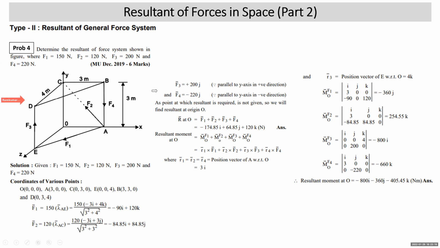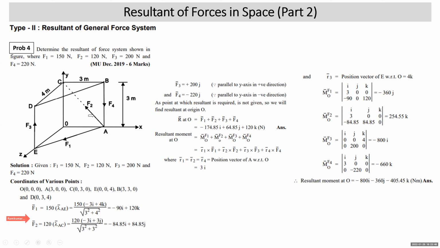Now we can put the forces in vectorial form. Let us see that F1 bar is 150 into lambda AE. Lambda AE means AE upon mod of AE, which means E minus A. So E is 0, 0, 4. A point is 3, 0, 0. So 0 minus 3 is minus 3i, 0 minus 0 is 0j, and 4 minus 0 is 4k. So minus 3i plus 4k divided by its modulus.